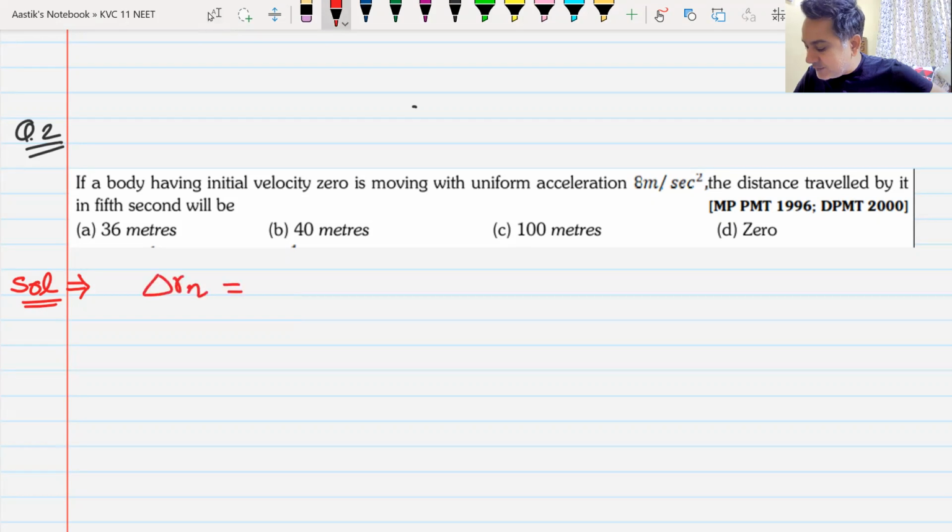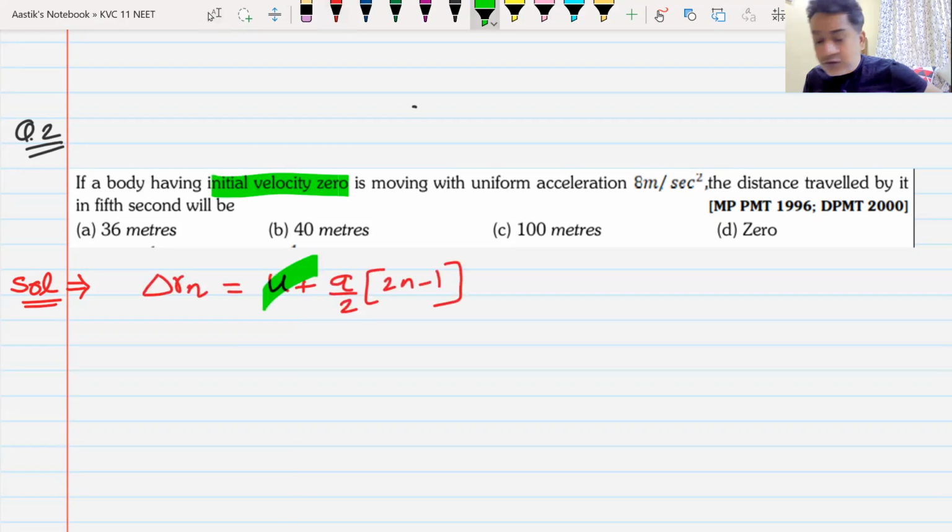Again, I will write the formula once again. Displacement in the nth second is u plus a by 2 times (2n minus 1). Here it is given that the initial velocity is 0. Normally that is the question, with initial velocity 0, and that should come in your exam. So remember that. We have to find out the displacement in the fifth second, so we just put it for the fifth second.